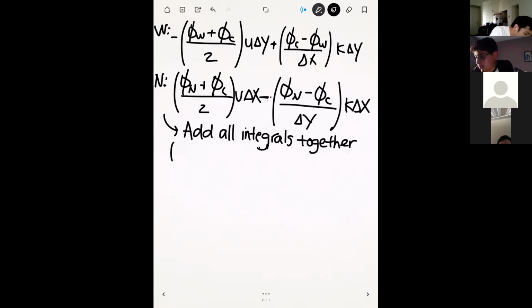And just as a disclaimer, I've assumed that our grid spacing is uniform. So we assume that delta x is equal to delta y, which is equal to delta. That helps us simplify things pretty considerably. So then we end up with the following expression.